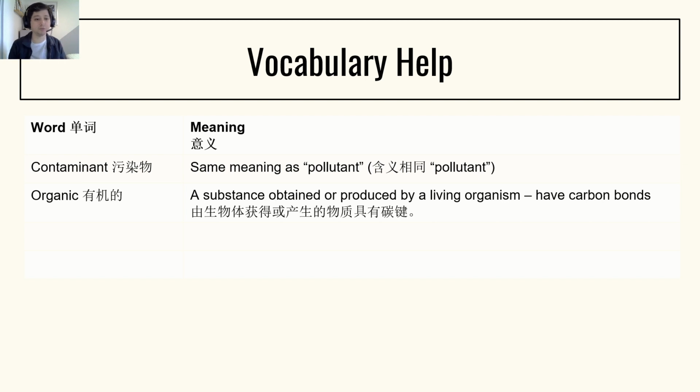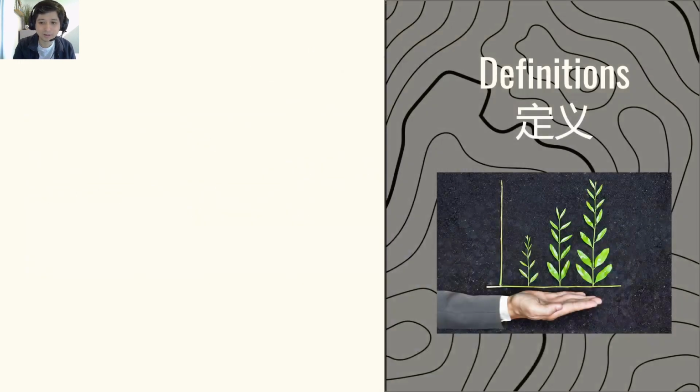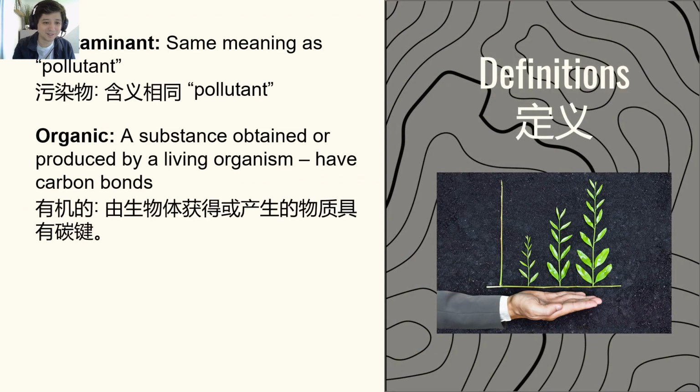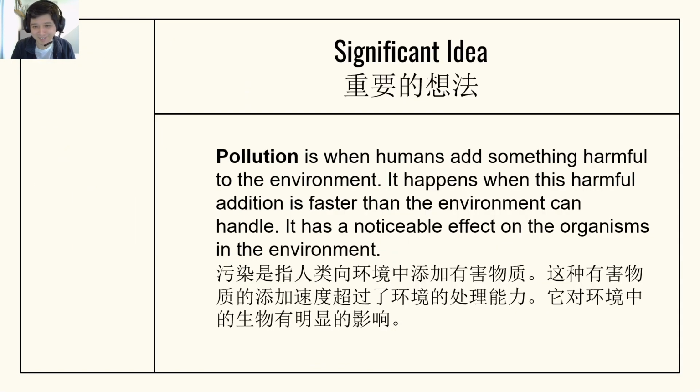They are interchangeable. And then we have this word organic, which in a scientific way is a substance obtained or produced by a living organism, and it will have carbon bonds in it. That's the basic part of being organic, that it has carbon in it. This is not a chemistry class. We're not going to go too deeply into it, but typically when you think of organic, you think of carbon, and also of living materials and living organisms. Okay. I need to change that. That's my mistake. I'll change that after.